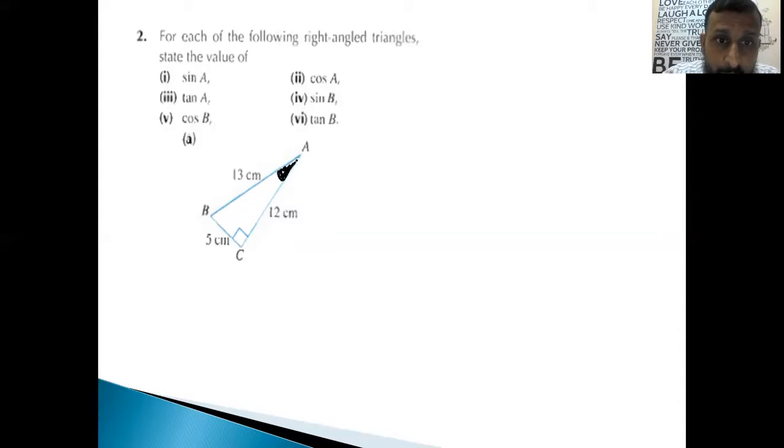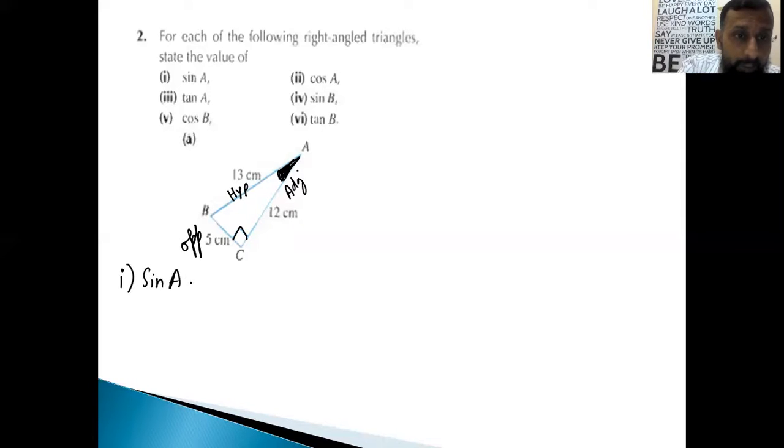So the first thing, I will be naming the three sides. The side in front of this 90-degree angle is called hypotenuse, that is equal to 13 centimeters. The side in front of this angle A is opposite, and that is equal to 5 centimeters. And the remaining side, the side right next to angle A, is this adjacent side. All right, dear students, and that is equal to 12 centimeters. So what am I doing? I'm finding the value for sine A.